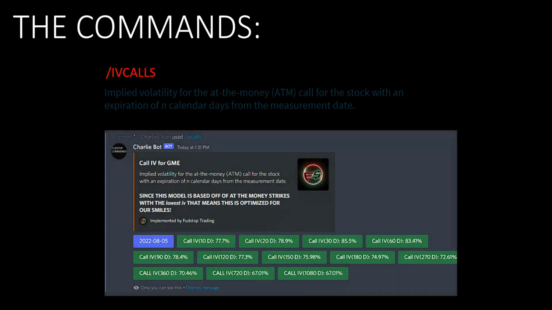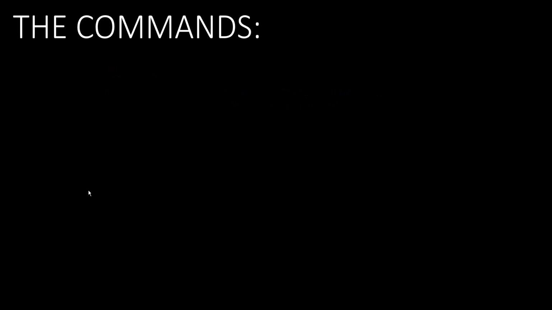Now this is what the output looks like in Discord. I'm going to make it ephemeral so that only the user of the command can see it so we don't clog up chat. But basically you're going to get the explanation for what it is, and then the buttons underneath it are going to have the actual values. Now it's telling you that for the 10-day IV, the value is 77.7%, 78.9%, 85.5%, 83% for the 60, and for the 90-day, 78.4%. This is basically saving you time from going to look through your options chain.